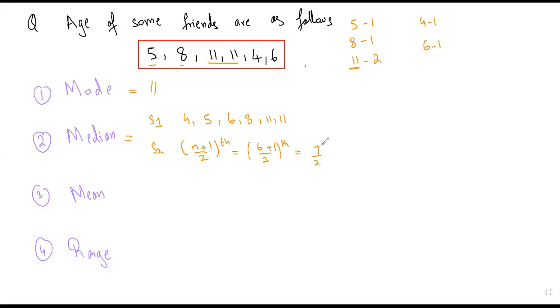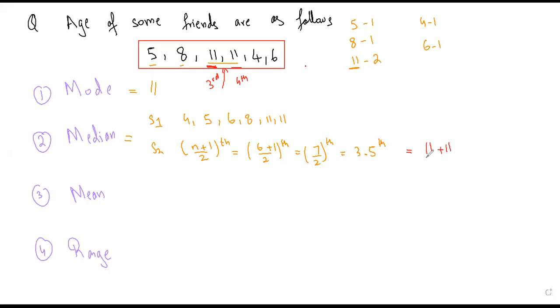This would be 7 by 2. And this is the 3.5th term. So I do not have a 3.5th term. I have the third term and the fourth term. This is the third term, and this is the fourth term. The 3.5th term would be between the third and the fourth term. So I need to pick up both these terms and find the middle term.